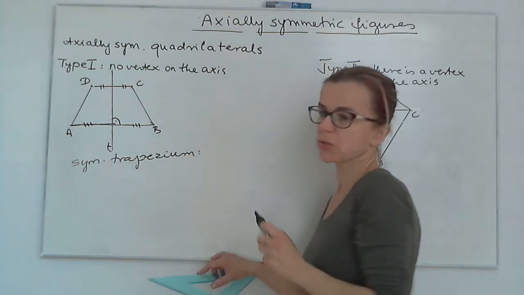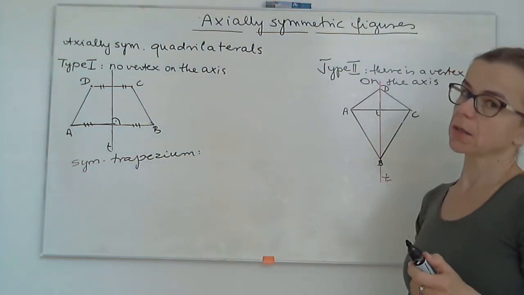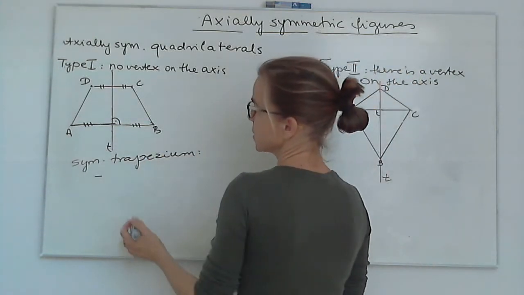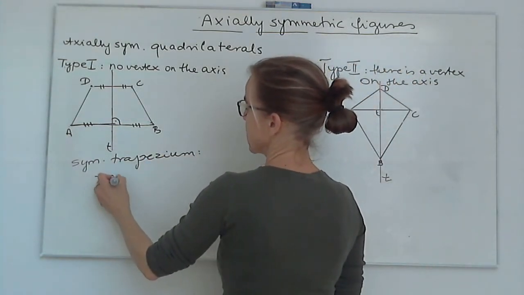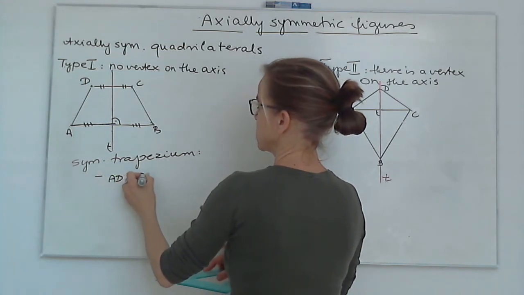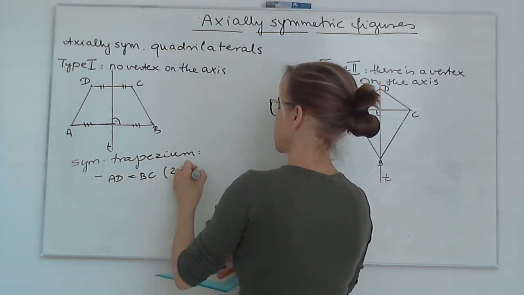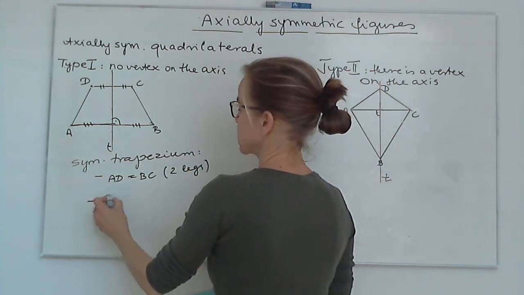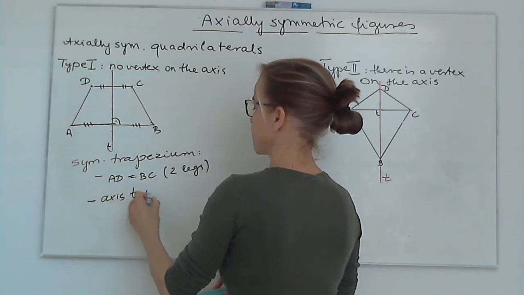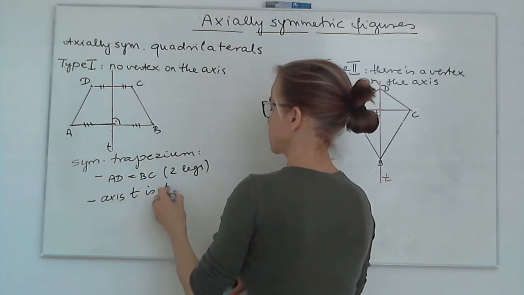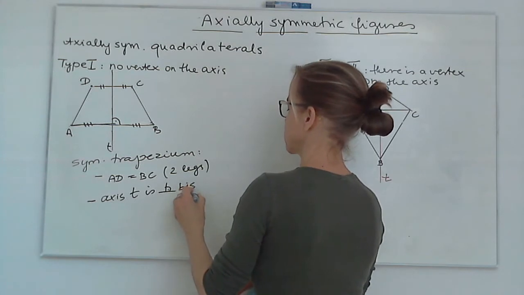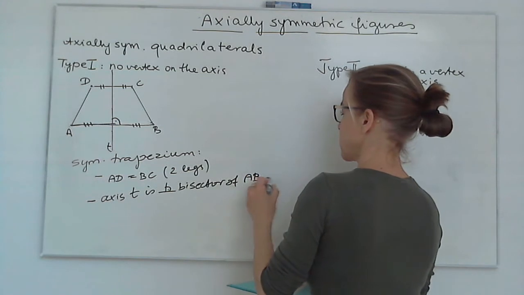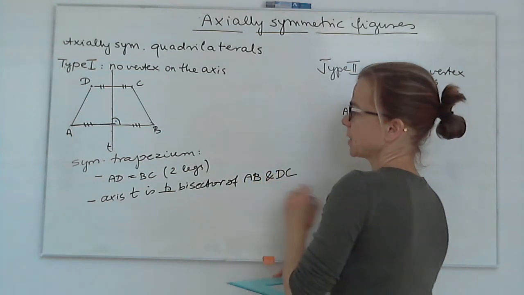And as I just told you, 3 properties immediately follow from the symmetry. The first property is that the 2 legs, so AD, is equal to BC. These are the 2 legs of the trapezium. The second property is that axis T is the perpendicular bisector of the 2 bases AB and also DC. These are the 2 bases.